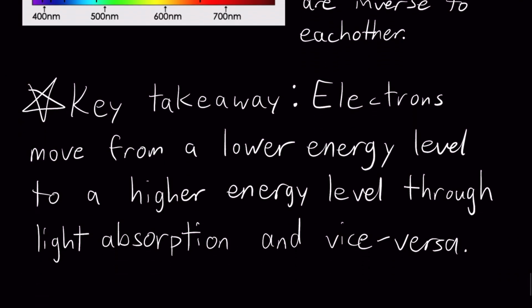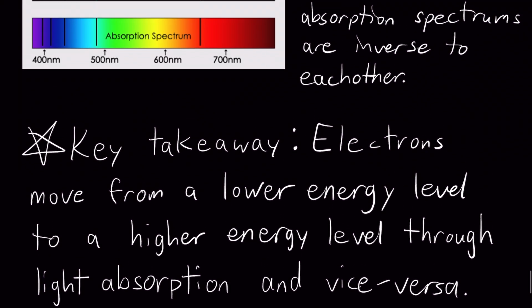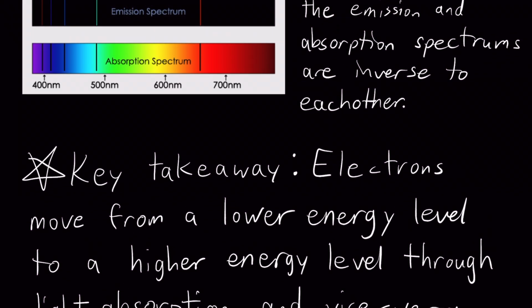The key takeaway is that electrons move from a lower energy level to a higher energy level through light absorption and vice versa. So that is basically what you need to know for this section of chapter 1.